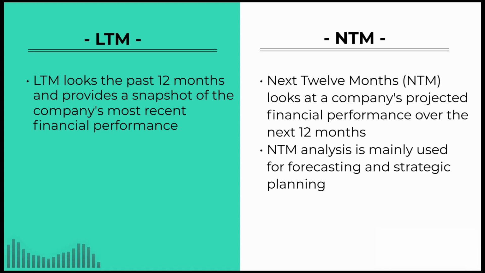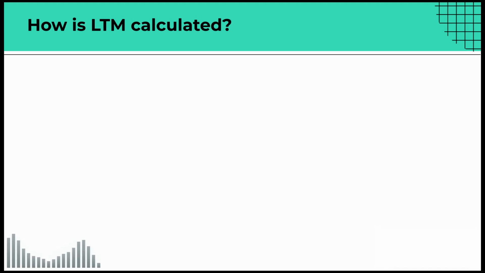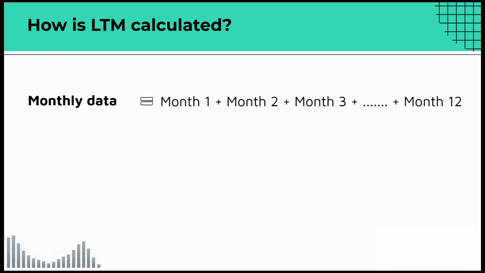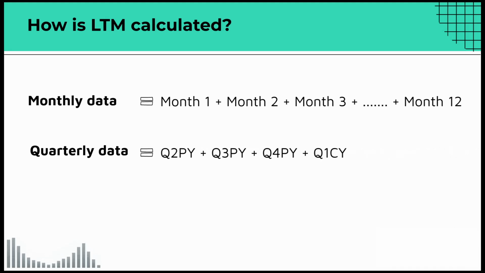So, how is LTM calculated? If you have access to full monthly data, you can simply aggregate the last 12 months. For example, to calculate LTM revenue, simply add the most recent 12 months revenue data. If you have access to quarterly data, you can simply add the last 4 quarters. In the example I'll be showing you shortly, I have monthly sales and profit data from January 2021 to November 2022. Let's calculate LTM using Excel and DAX formulas.